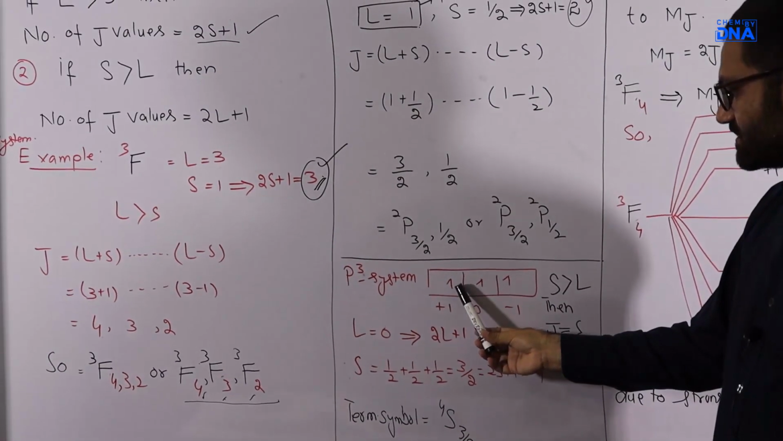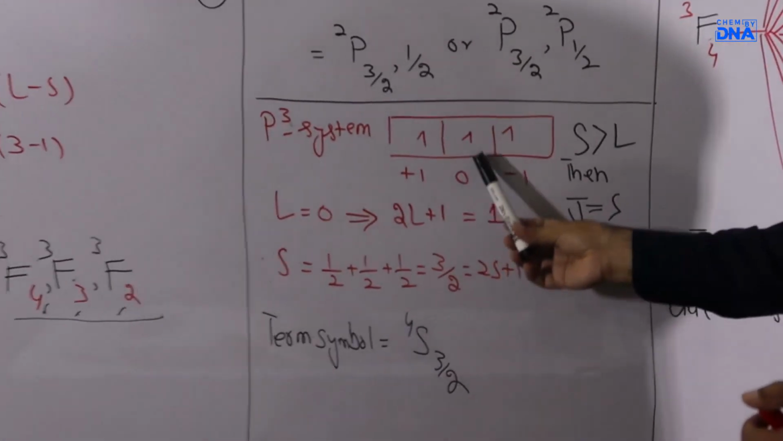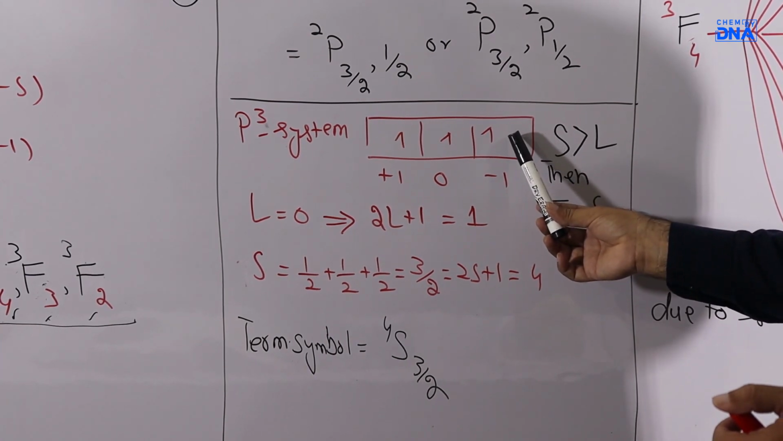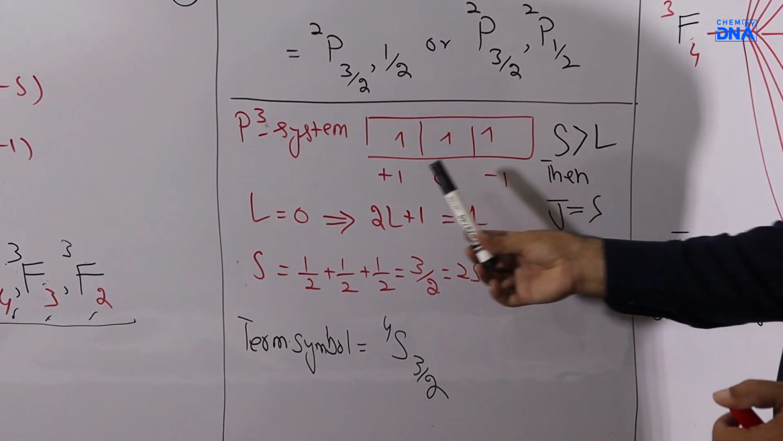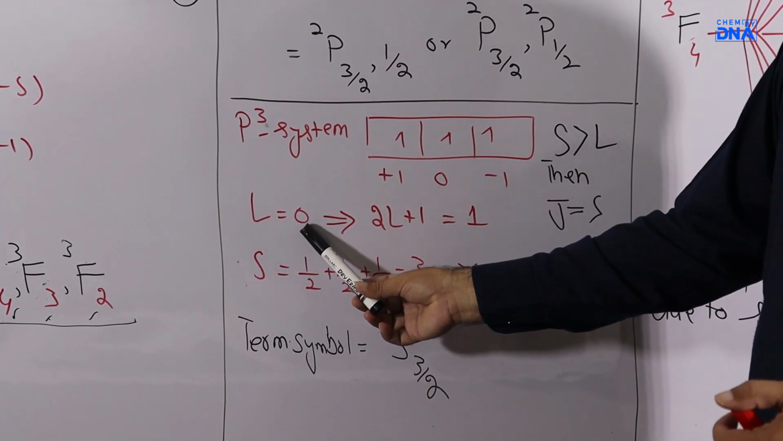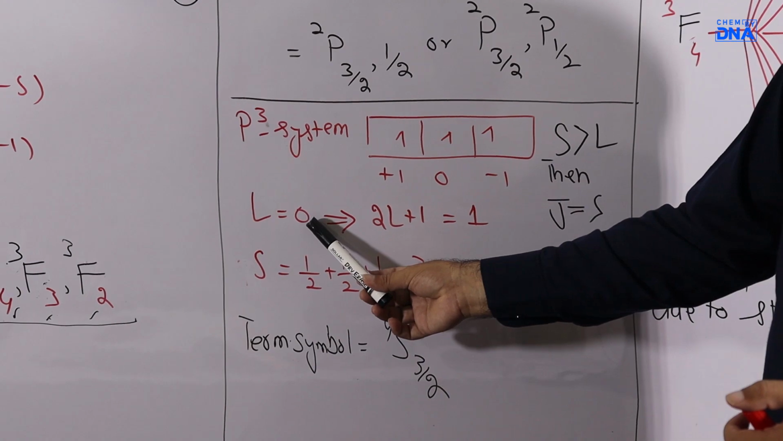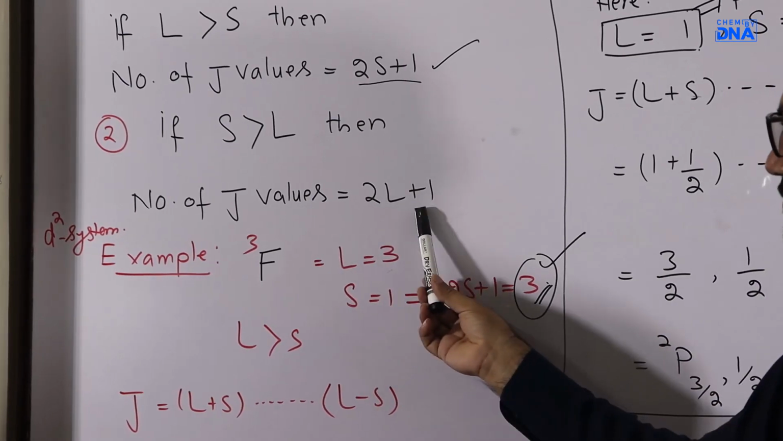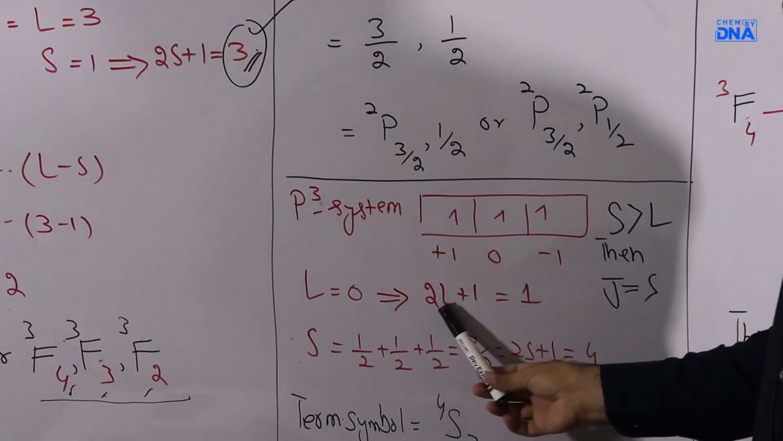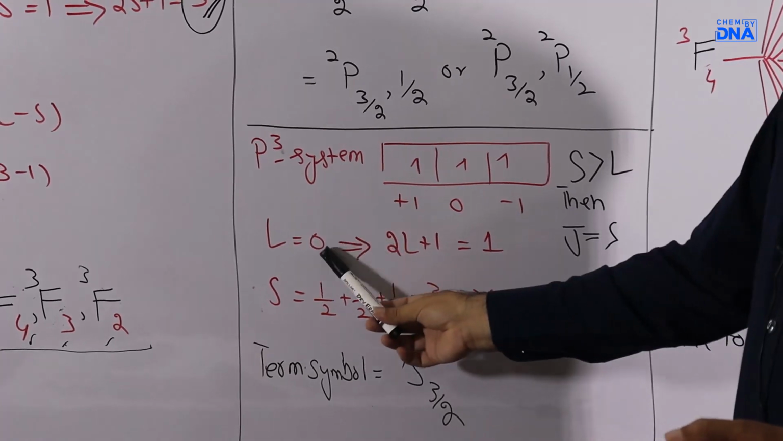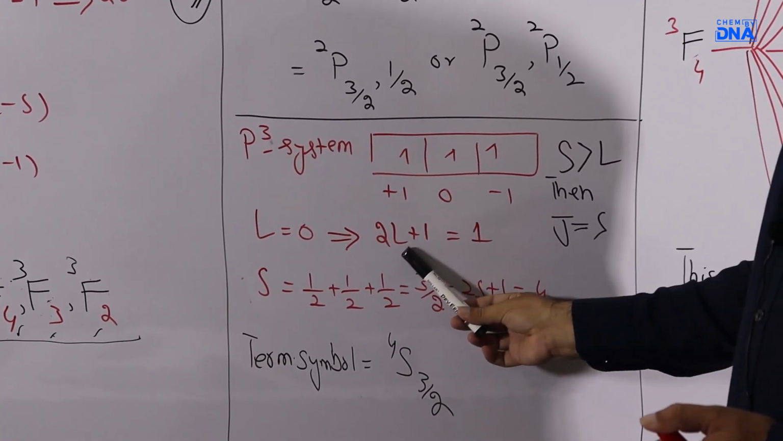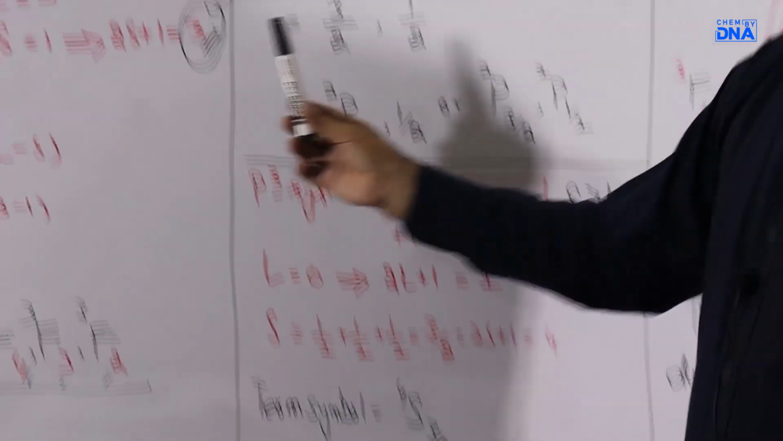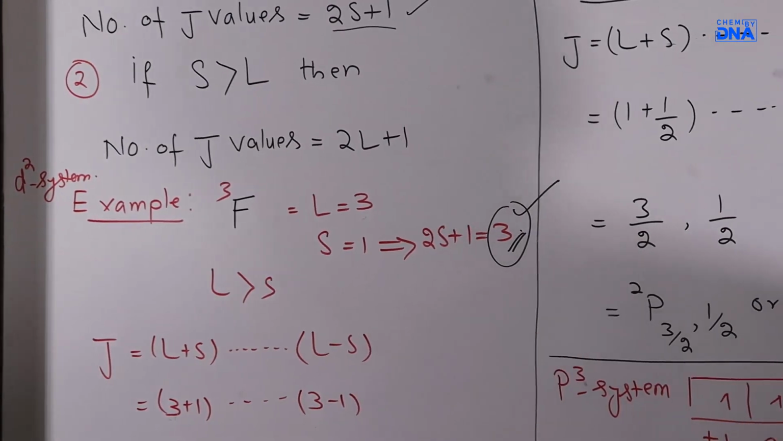See here, 1, 0, minus 1 for the three electrons. As a whole, after calculation, you will get L equal to 0. And you said that in this case, the number of J values is equal to 2L plus 1. And you will get here L equal to 0. By putting this 0 into this formula, you will get 1. This 1 stands for only one J value being produced.